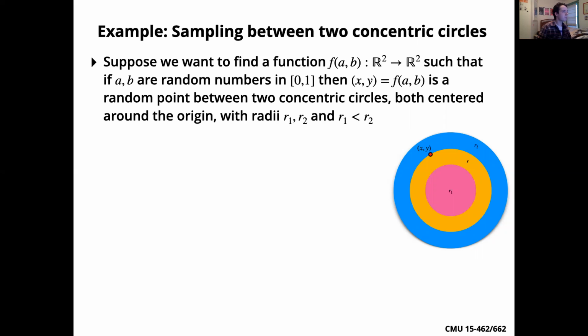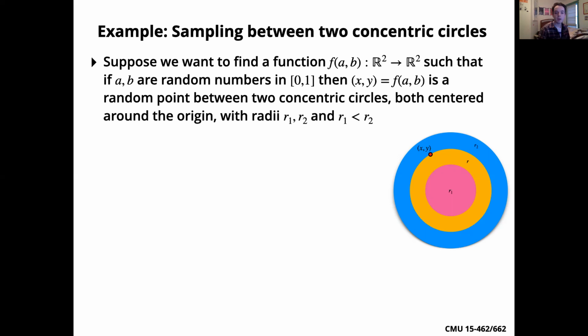And so the problem is, suppose we want to find a function. We have two random numbers, a and b, that are generated between 0 and 1. We want to find some algorithm that mutates a and b into a random point in between two concentric circles located at the origin. These circles have radii r1 and r2. We can assume r1 is less than r2. Okay, so how do we do that?